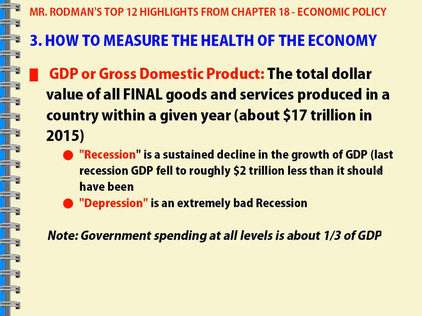How do we measure the health of the economy? Three ways. First, GDP, or the gross domestic product. Again, the definition here: the total dollar value of all final goods and services produced in a country within a given year. The idea here is that it's final goods and services, not intermediate goods. It's a final product that's being sold, so not the lumber to build your house, but the house itself. And within a country's borders, so from sea to shining sea, everything that is being produced in the 50 states would be included here as final goods and services.